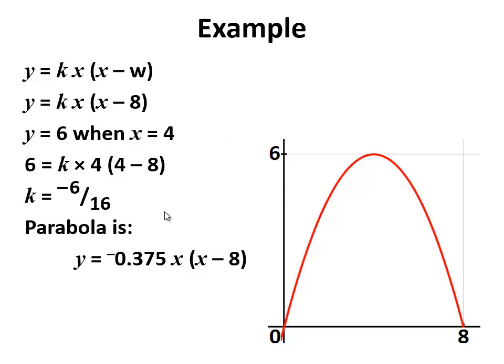So our parabola is -0.375, or -6 over 16, times x times (x minus 8). A lot of students will prefer to leave it actually in the fraction form, that's fine.